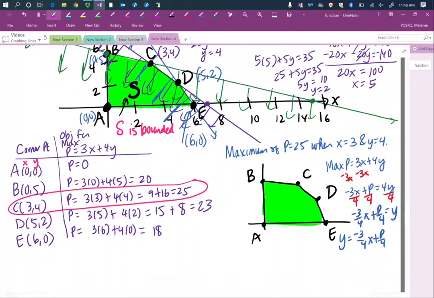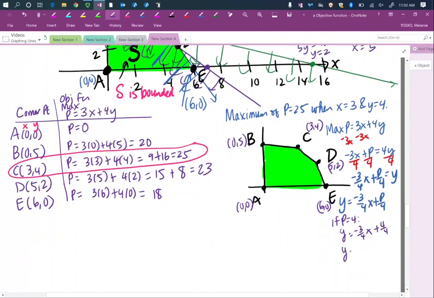So what we're saying is we have this series of lines that all have the slope negative 3/4, and the intercept is different. And we're just trying to figure out what our line would look like for different values. We're trying to make P as large as possible, but what we're really looking at is a series of lines. For example, if P is 4, we'd have y equals negative 3/4 x plus 4 over 4. We'd have y equals negative 3/4 x plus 1.